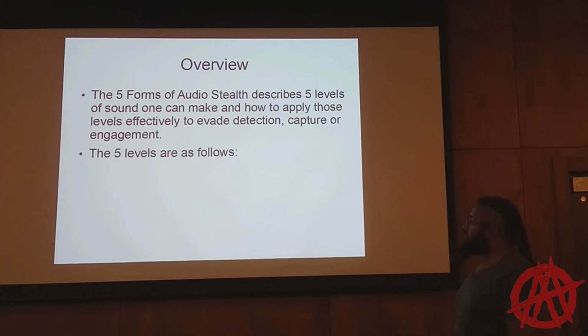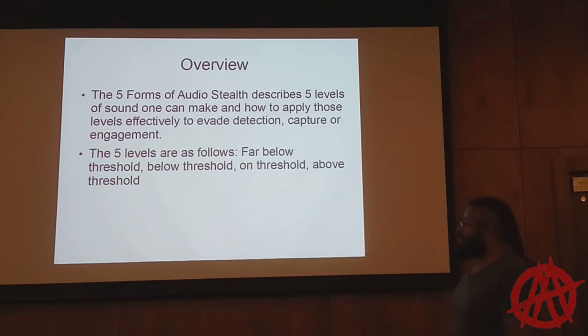So the 5 levels are as follows: far below threshold, on threshold, above threshold, and of course, far above threshold. And so just to explain the term threshold, that refers to the general sound of the environment, right? It doesn't need to be exact when you're measuring it, it just has to be close enough. So again, the threshold is the general sound of the room relative to the noise you're making.